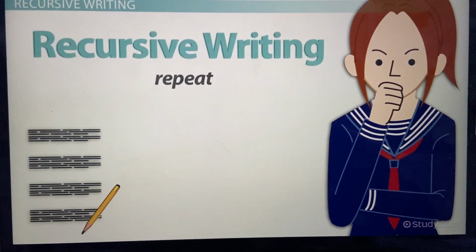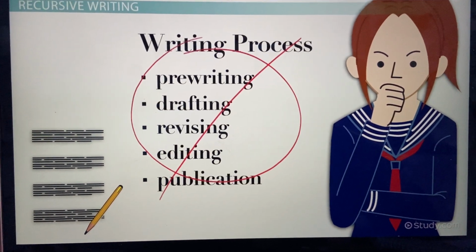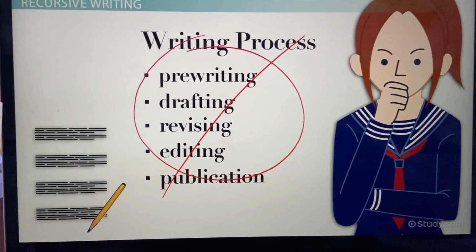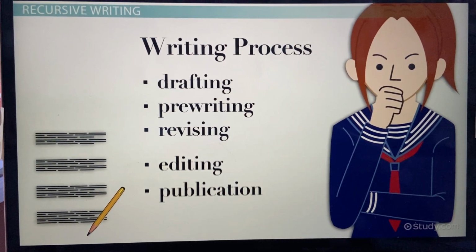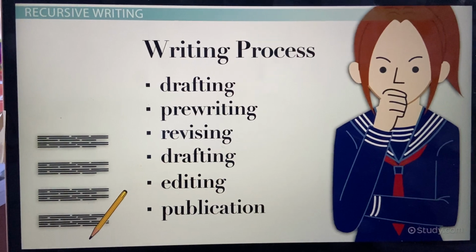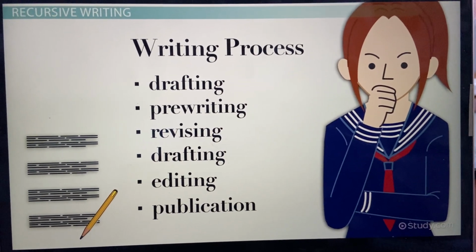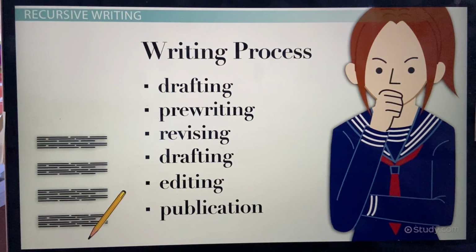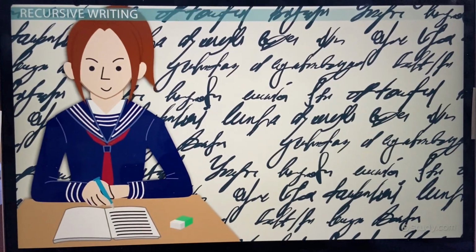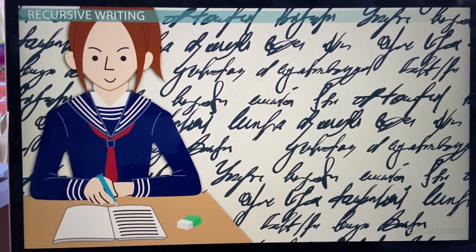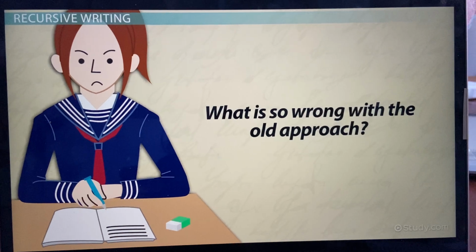Recursive writing means we repeat. In recursive writing, we forget about the 5 steps of the writing process and develop our own approach to writing. We follow the steps of writing as we want and revisit or repeat ideas as we see fit. Recursive writing means you do not just sit down and follow all the steps of the writing process from start to finish. It allows you to take the idea of the 5-step writing process and mix it up a bit to fit your needs. What is so wrong with the old approach?